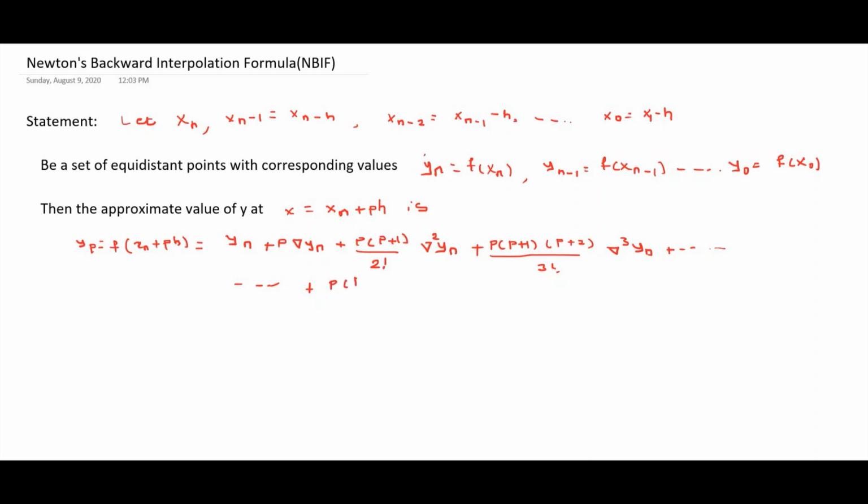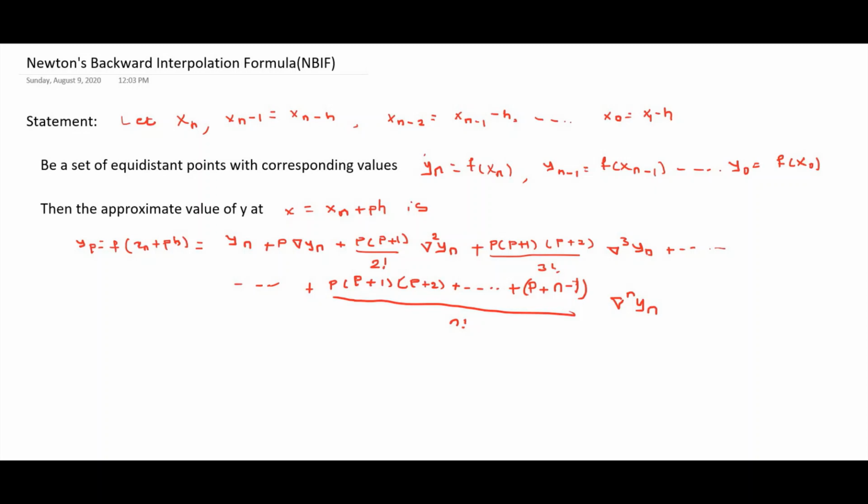p into p plus 1, p plus 2, and so on, up to p plus n minus 1, bracket complete, whole divided by n factorial into del raised to n yn.